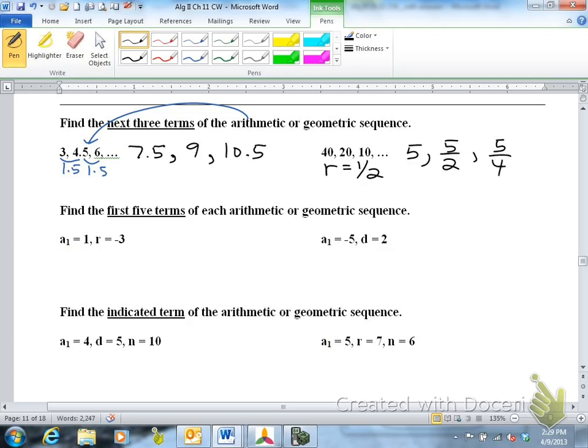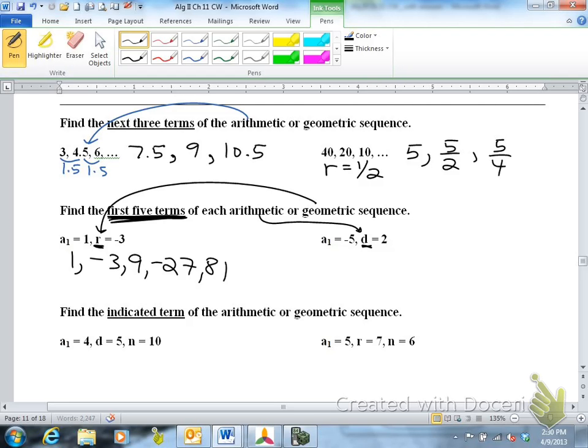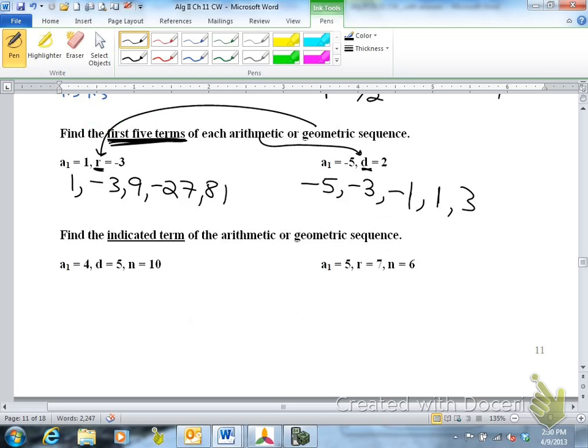Find the first 5 terms of each arithmetic or geometric sequence. The first one's 1 here. Notice the R. With R, that lets you know that it's a geometric sequence. So you're going to be multiplying by -3. So you have 1, -3, 9, -27, and 81. You have to list the first 5 terms. The next one has a D. So that's arithmetic. So you start with -5, and now you add 2, add 2, add 2, and add 2. So those are the first 5 terms.